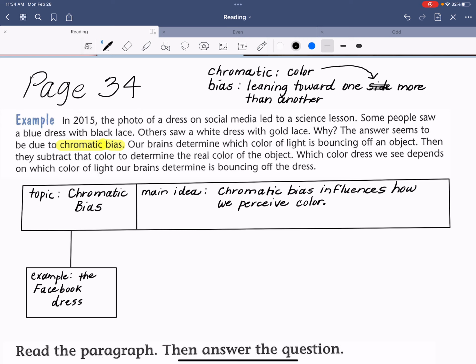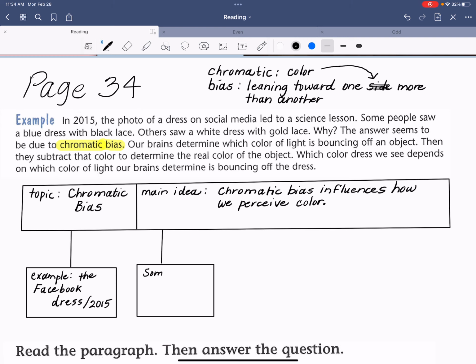So this happened in 2015, just as a detail. And so what was the issue? We know the example was the Facebook dress. And you might be thinking, well, shouldn't that be the topic? Because the whole passage is talking about this dress. And we'll come back to that idea in just a minute.